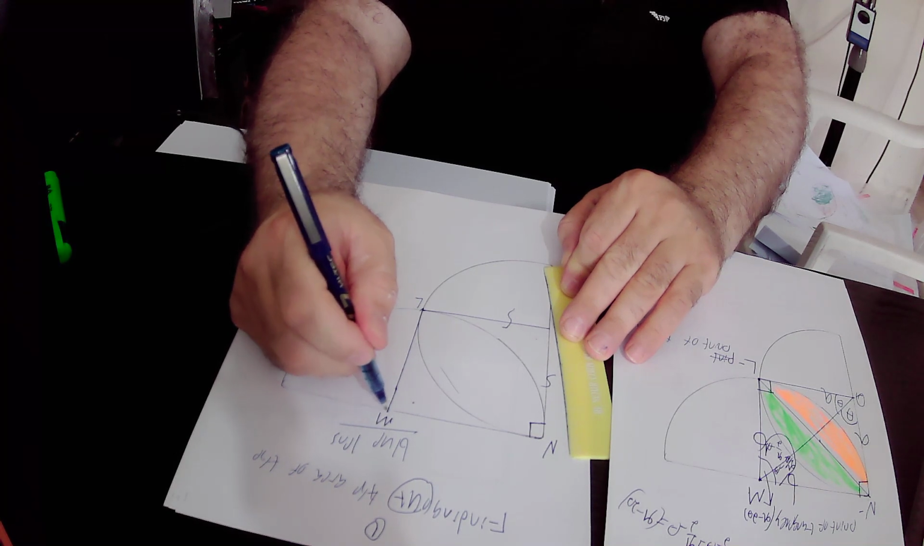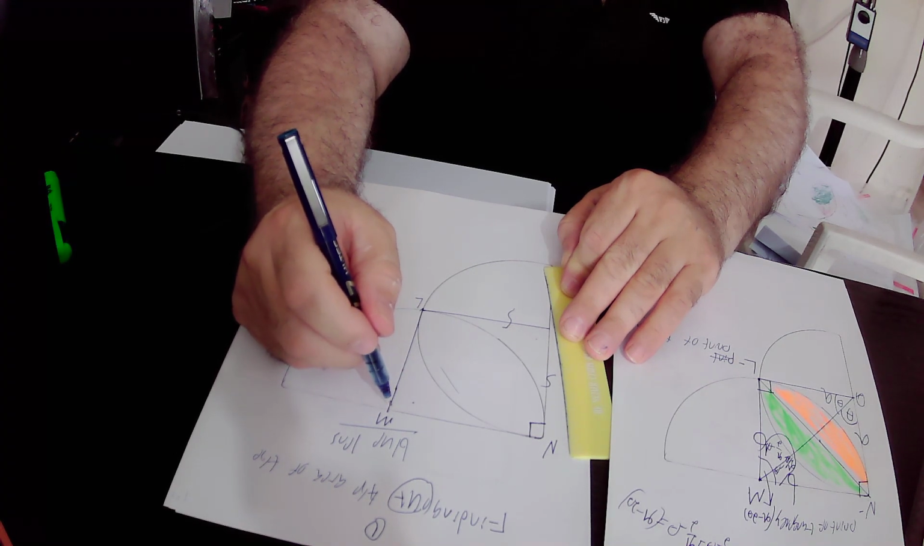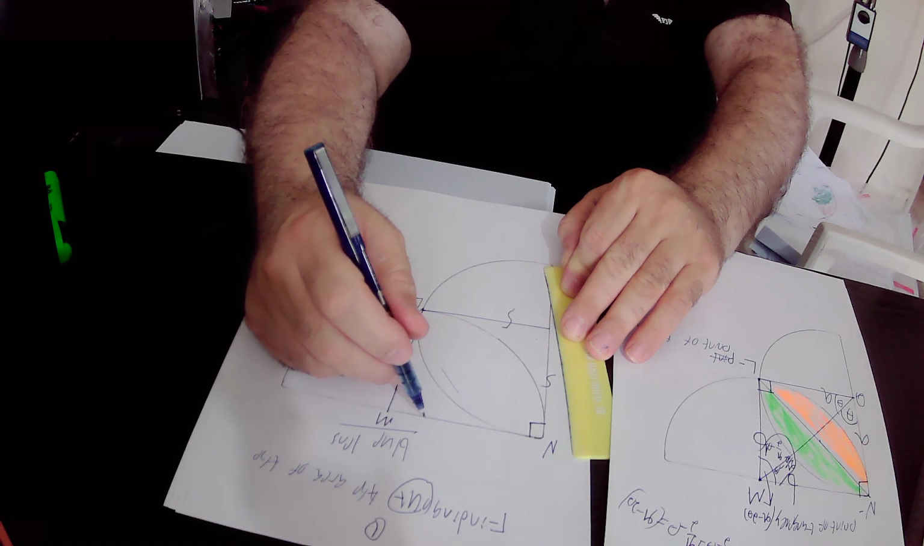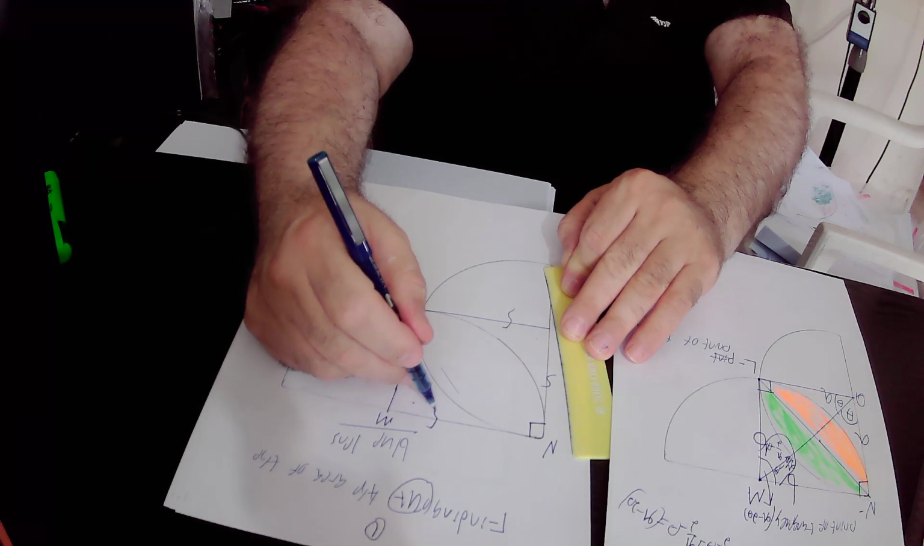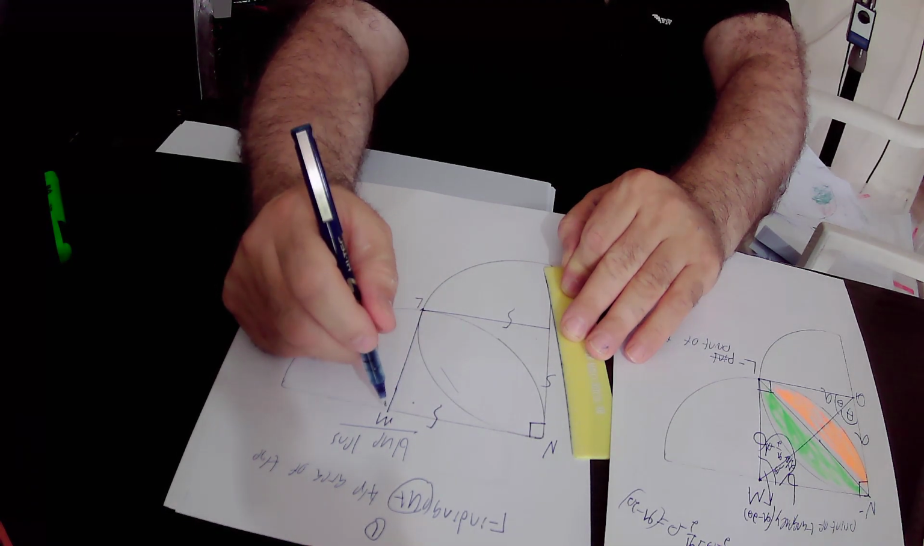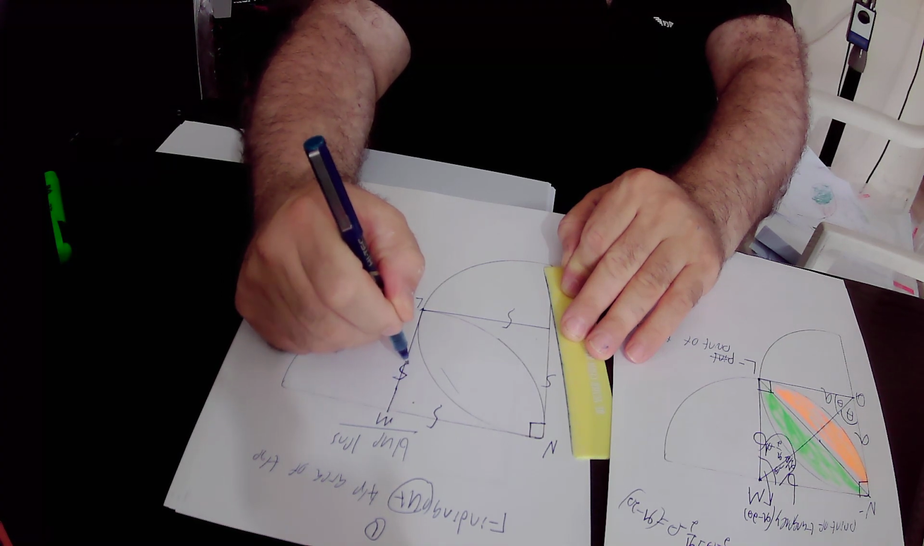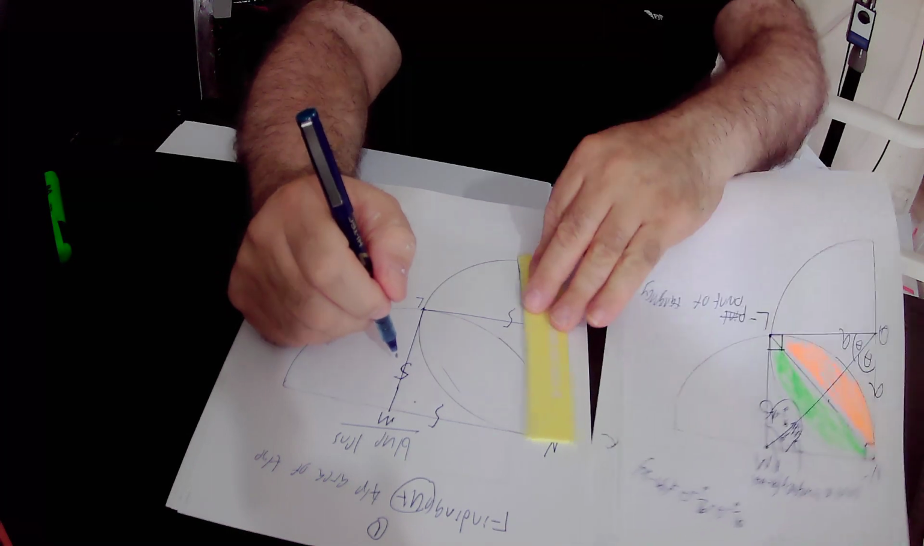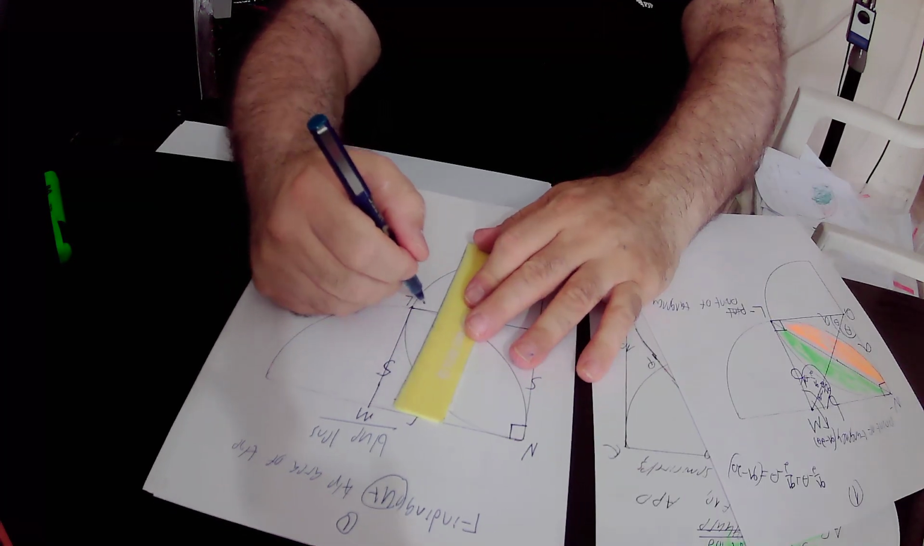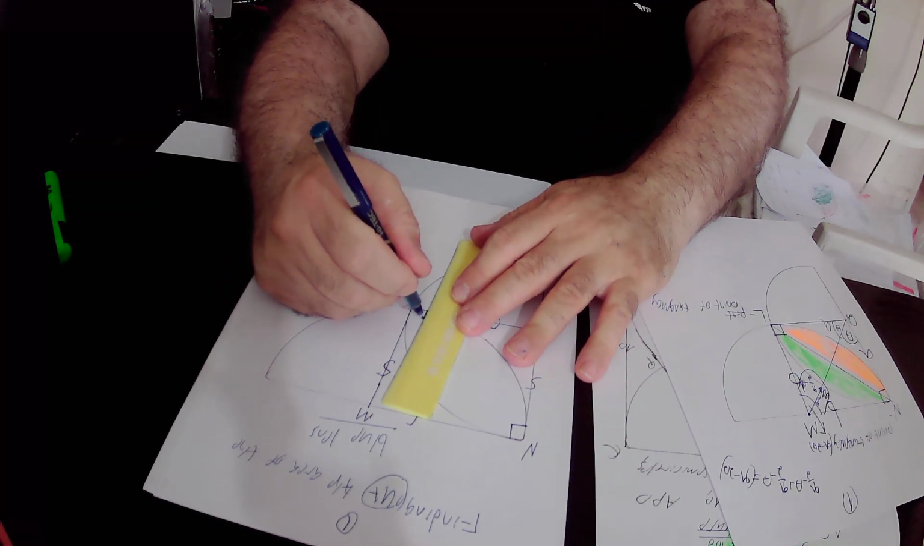NM equals 5. ML also equals 5. This angle equals 90 degrees. It is a right angle.